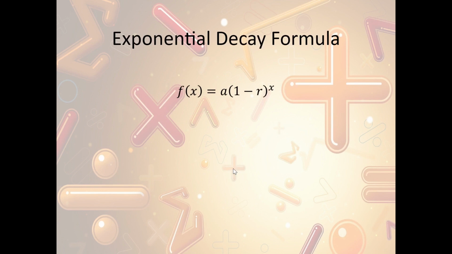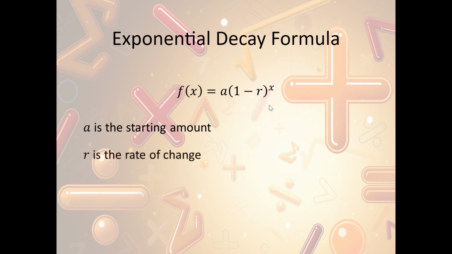Now, exponential decay, the formula looks like this. f of x equals a times 1 minus r to the x. So it's the same as growth, except this is minus r instead of plus r. A is still the starting amount. That's how much we start with. So if we were talking money that we owed, well, that might be A, right? So that's our starting amount, how much we owe.